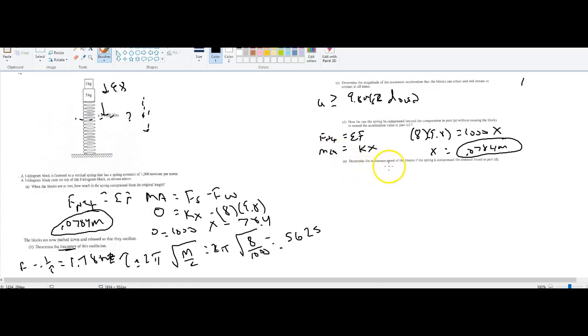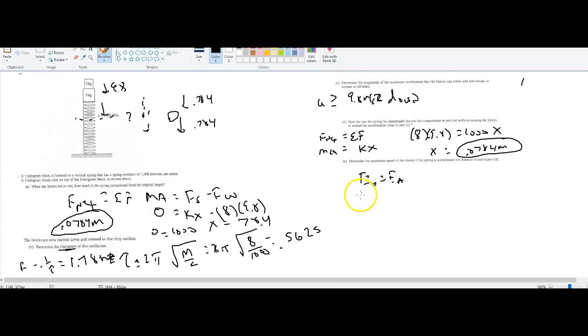Okay, determine the maximum speed of the blocks as a compressed distance found in part D. So let's say we push it down that far. We're going to push it down from its equilibrium position. So 0.784, we're going to push it down another 0.784 and let go of it. Okay, so we want to know what's its energy? Well, its energy at the bottom, so energy before equals energy after.